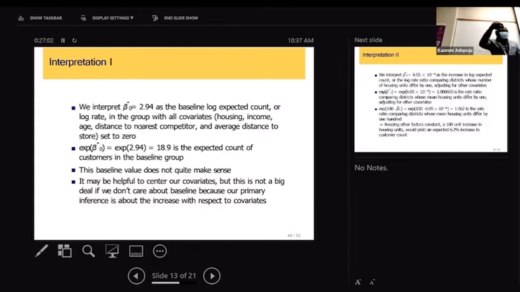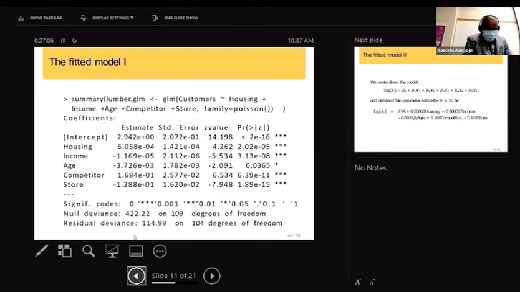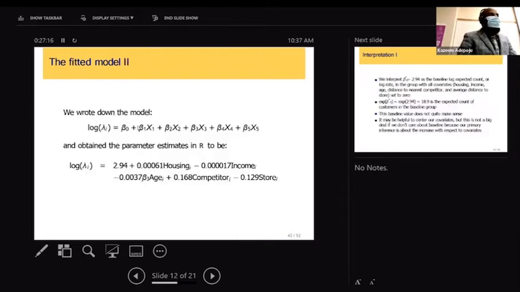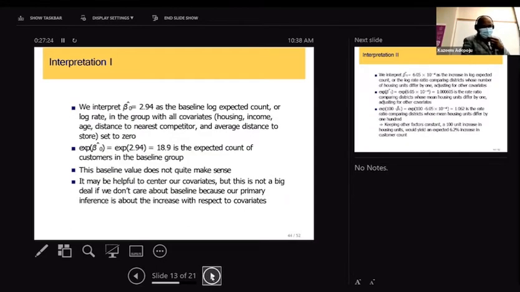Let me repeat this again. The estimates that you see here, in logistic regression, we call them log odds. But in a Poisson regression, we don't call them log odds. We call them log expected count. I just wanted you to take note of that. Now, how do we interpret the beta naught of 2.94?